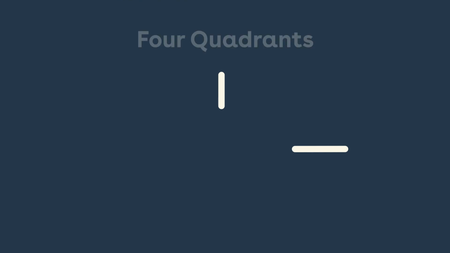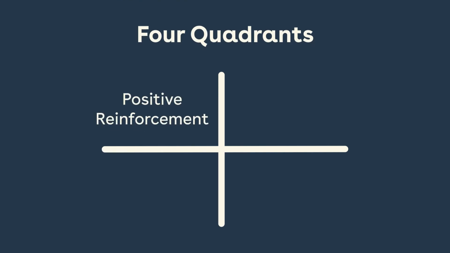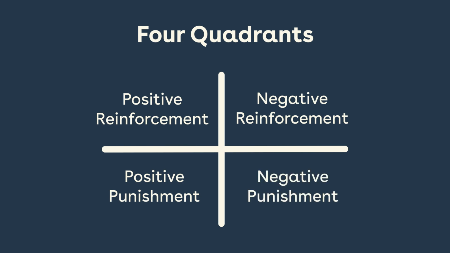For example, the sound of a clicker means that a treat is coming. Operant conditioning is when we learn to perform a behavior in order to get a reward or to avoid a punishment. Operant conditioning is organized into 4 quadrants. These quadrants form the basis for behavior modification and training. The 4 quadrants are positive reinforcement, negative reinforcement, positive punishment, and negative punishment.